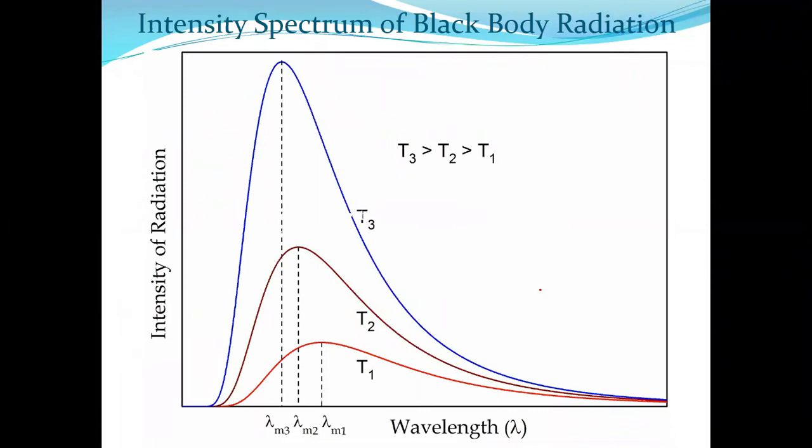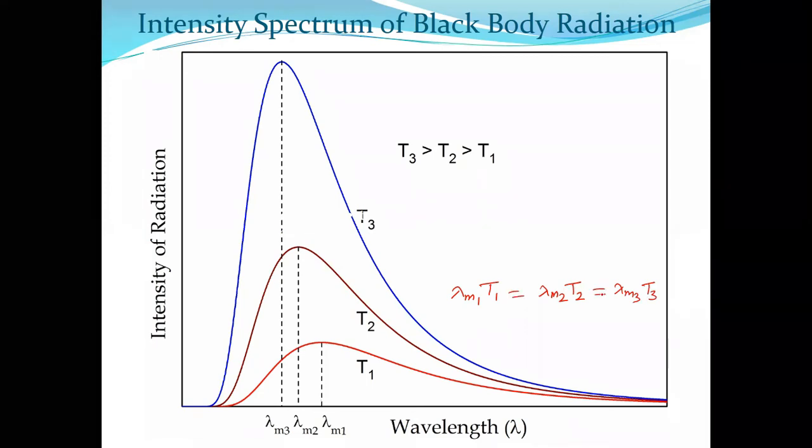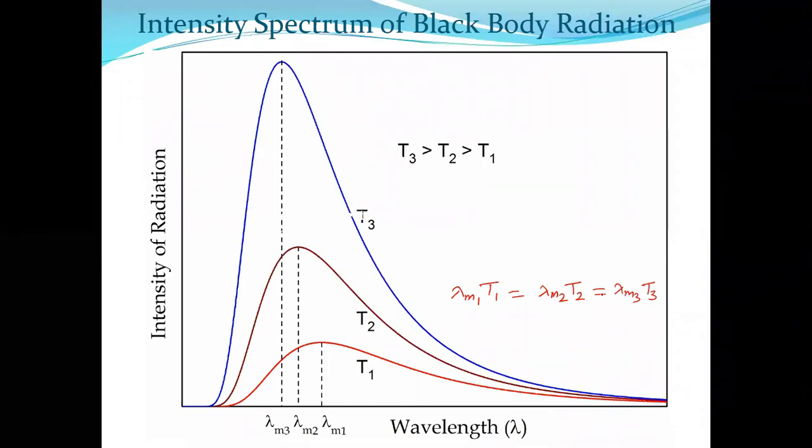Let me change to the pen. If you say that lambda M1 is the wavelength at which the peak is observed at temperature T1, similarly lambda M2 is the wavelength for maximum peak at temperature T2, similarly lambda M3 for T3. He observed that these products are the same. Lambda M1 T1 equals lambda M2 T2 equals lambda M3 T3, and so on. Whatever temperature you observe, you see the pattern. So in general, we can say lambda M T equals a constant.